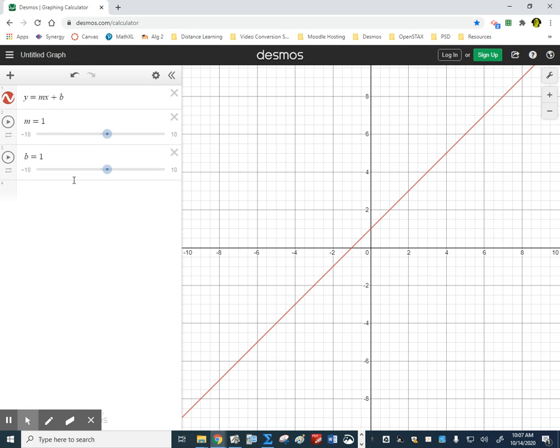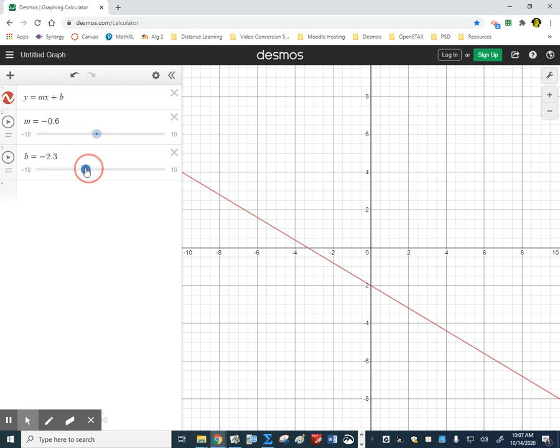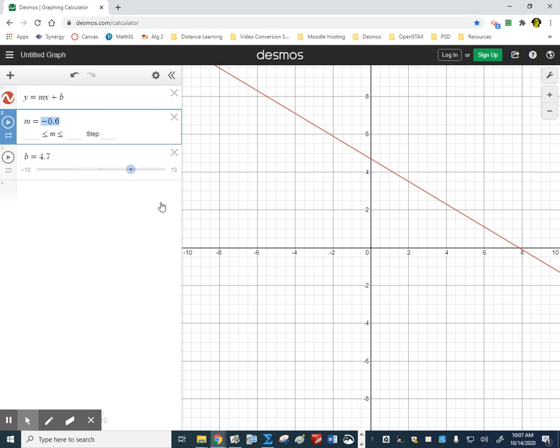Now look what this does. When I add these sliders, it allows me to take the values of m and change them. And look what that does. It changes the slope of the line. And by changing the value of b, it changes the y-intercept of the line. And so I can just type in any value I want to. I don't have to slide it.